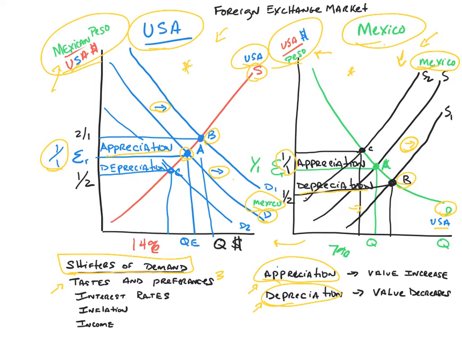You are a currency investor, okay? The way you invest in another country's currency is you buy bonds. Which of these bonds would you want? Obviously, you're going to want the 14% because it has a larger payback. So, higher interest rates means more demand. So, as you have the higher interest rates, your demand would again shift to the right.